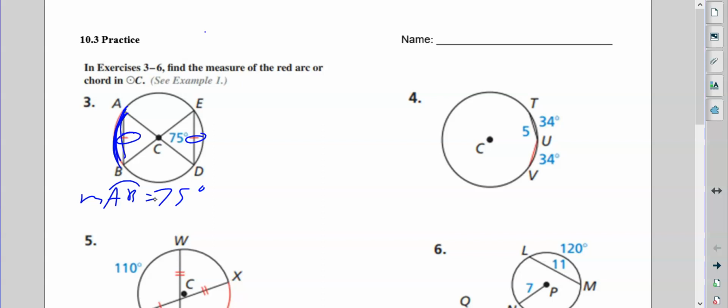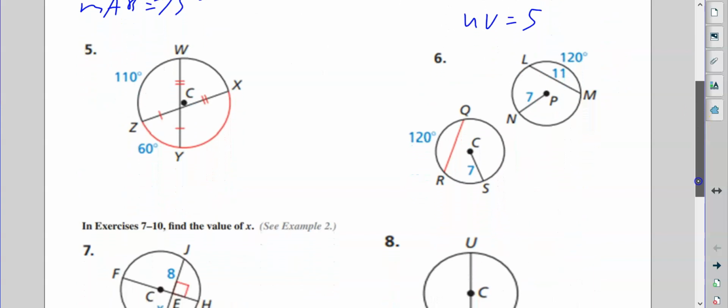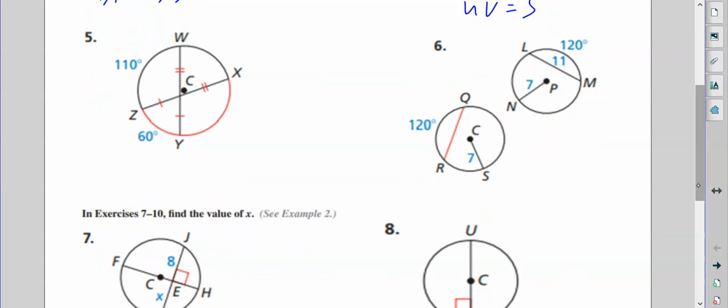Now this is really hard to see because it's so tight of a picture, but since this is 34 degrees and this is 34 degrees, and this little chord is 5, that means UV is 5 also. So let me blow this up. What they're saying is that line is 5, that line is 5 if these are both 34. I'm just blowing that up so you can get the idea. Right, number 5. The red arc is this one right here that I'm drawing in blue, ironically.